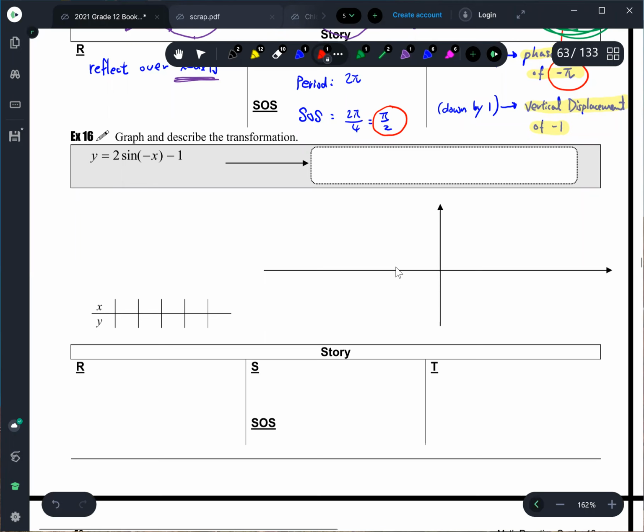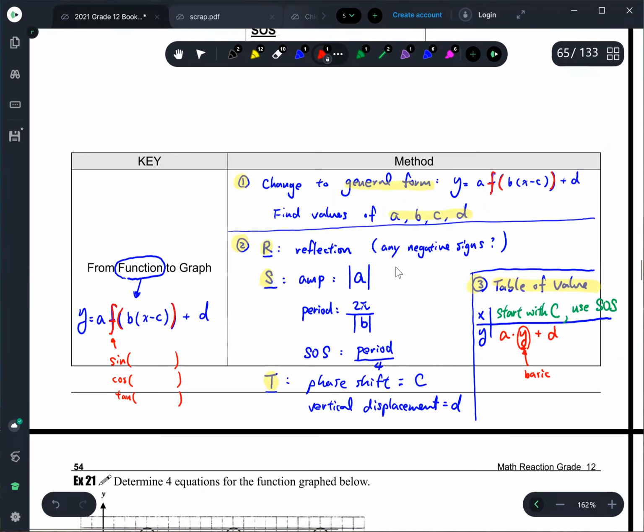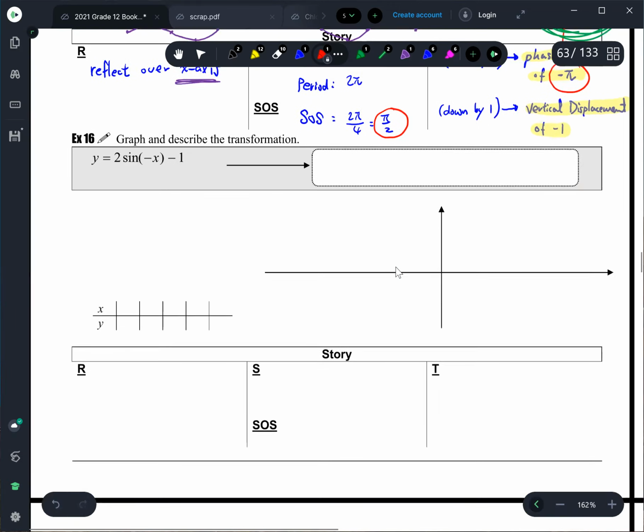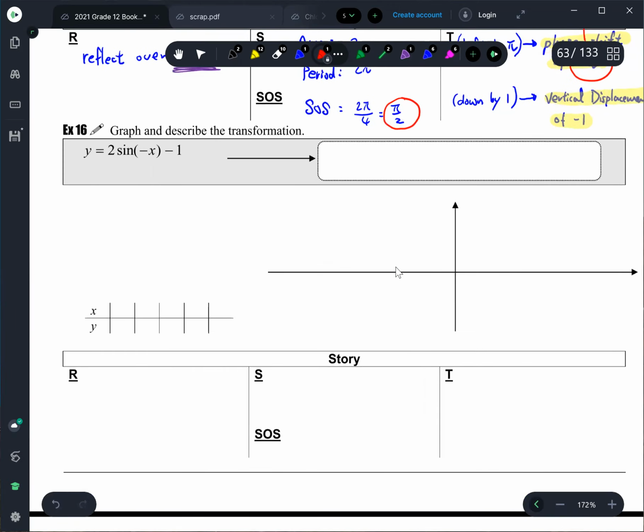Okay, so let's continue with more practice, okay? So we will just follow these 3 steps. Step 1, change to ABCD, okay, general form. Step 2, get the RST. Step 3, find the table value, okay? So we tried this one, we'll start with something easier.